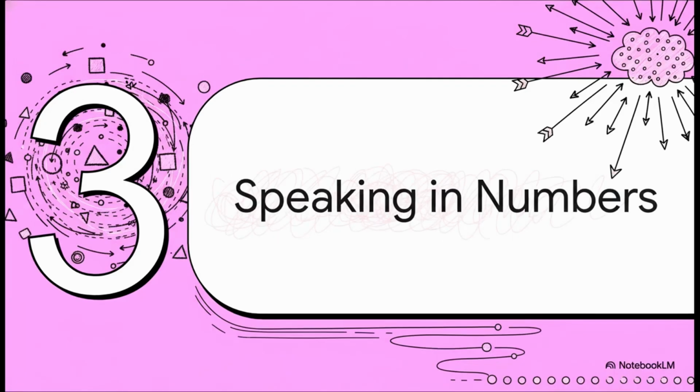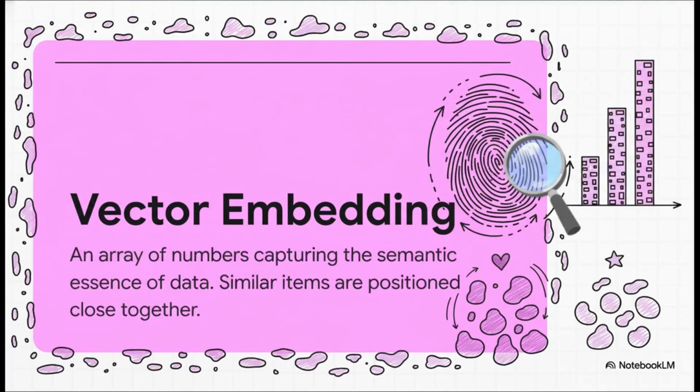Okay, so how on earth does a database understand something as abstract as meaning? It's a great question. Well, it doesn't use words. It uses math. It translates all these complex concepts into a mathematical language. It's basically teaching the computer to speak in numbers. The magic trick behind all of this is something called a vector embedding.